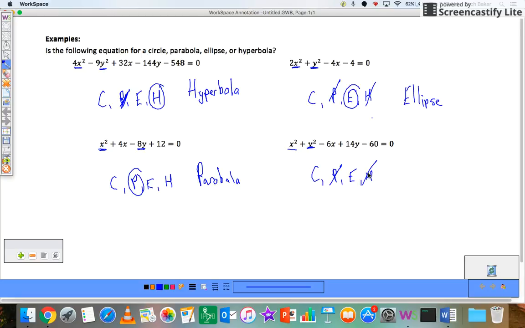Question number three: are they equal or not equal? I've got 1x squared and 1y squared. They are equal, which means that we have a circle.